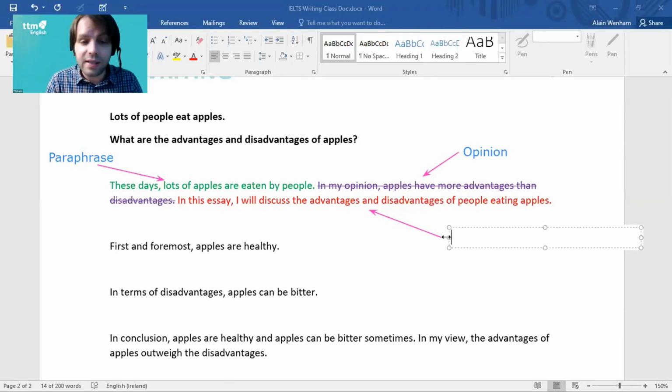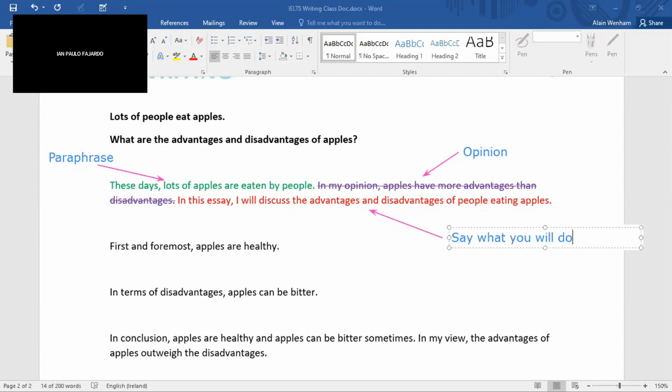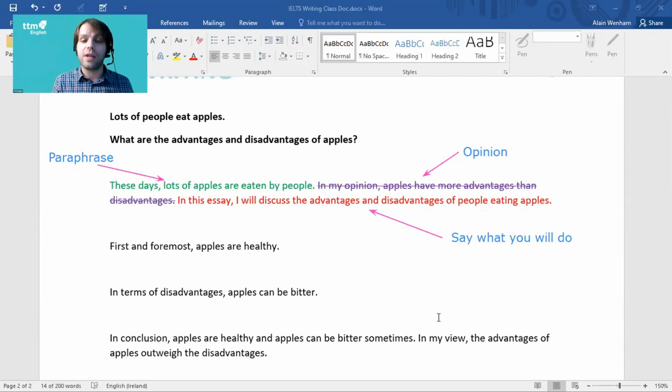Yeah, some people call this a thesis statement, but basically it's this. It's not an introductory. It's telling you to say what you will do. These are the three components of any IELTS Task 2 introduction: paraphrase, give your opinion if necessary, then say what you will do. So this is kind of foreshadowing next week, where I will do this in a lot more detail. But now we have this, my second paragraph. Now, Ian, there's obviously a big problem with my second paragraph. What is it?